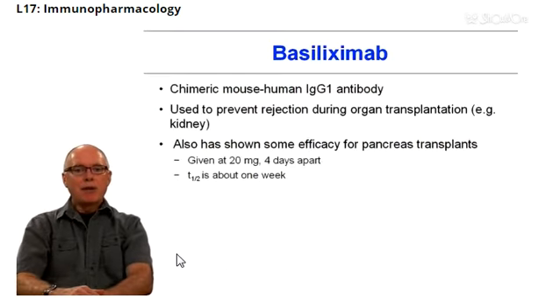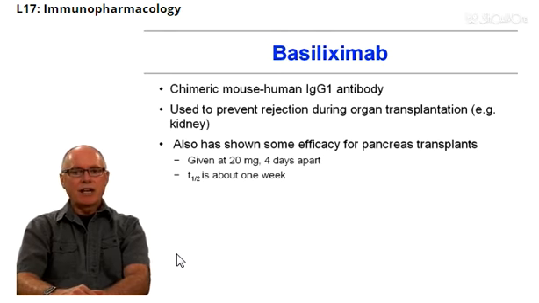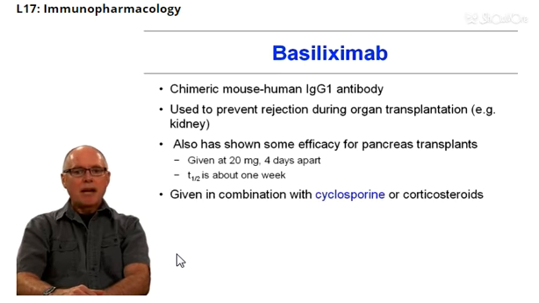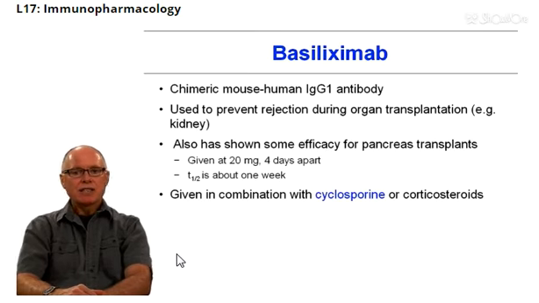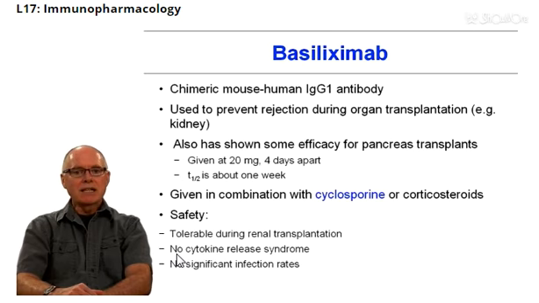Basiliximab is a chimeric mouse-human IgG antibody that's used to prevent transplant rejection. This antibody has a long half-life of 1 week, and levels that saturate its target, the IL-2 receptor, are readily maintained. Basiliximab, combined with other immunosuppressant drugs such as cyclosporin or corticosteroids, can have a synergistic effect in inhibiting IL-2 signaling, since cyclosporin inhibits the transcription of IL-2. Basiliximab is effective for pancreatic transplantation, and it's generally a very safe drug.